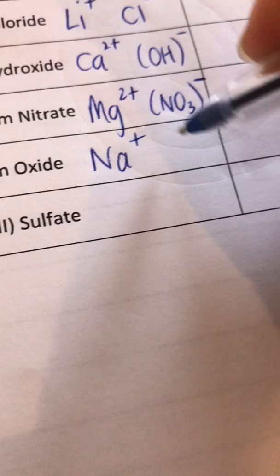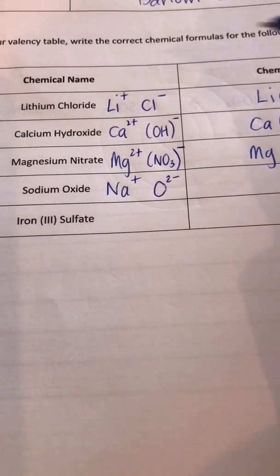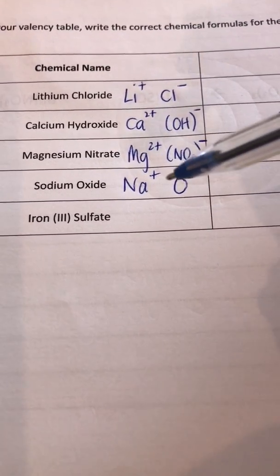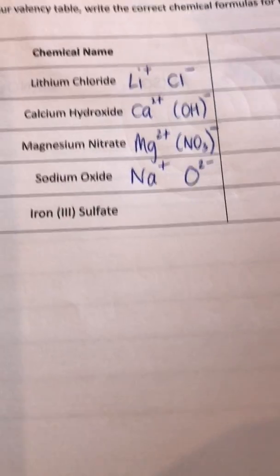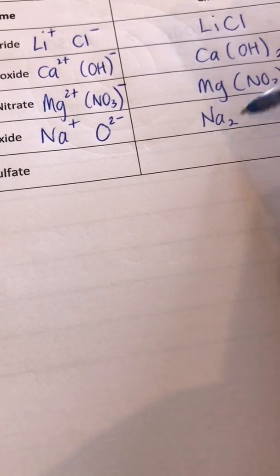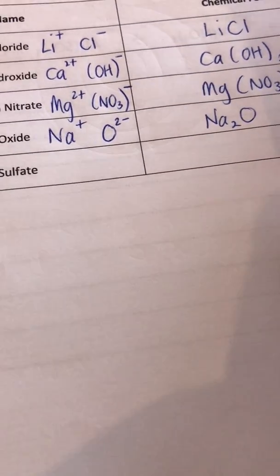Now, sodium oxide. Sodium is a 1 plus and oxide is 2 minus. So this one is around the other way to these two. I've got 1 plus and 2 minus. I need an extra plus to plug into that extra minus. The way I show that is Na2O.